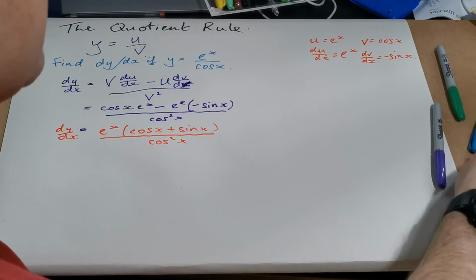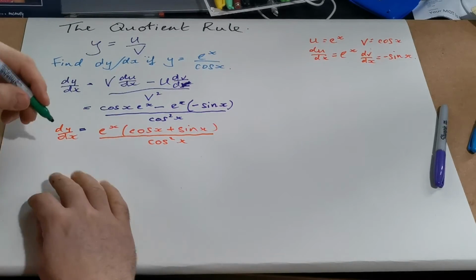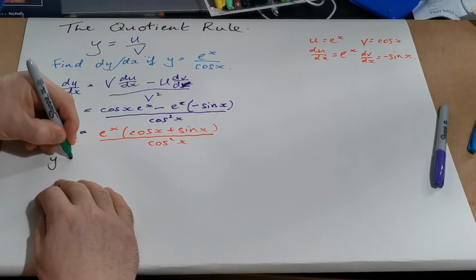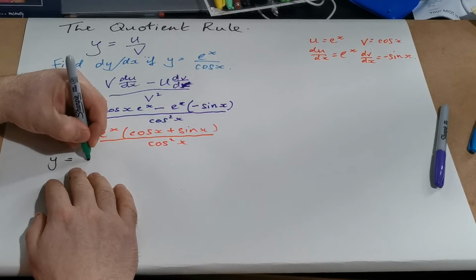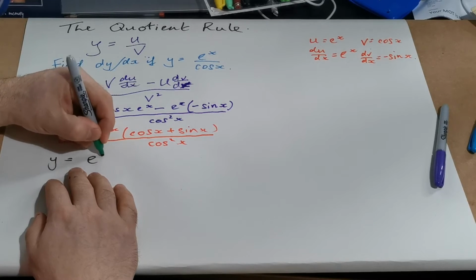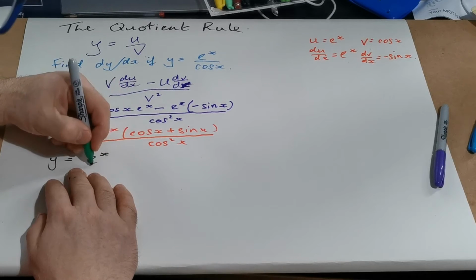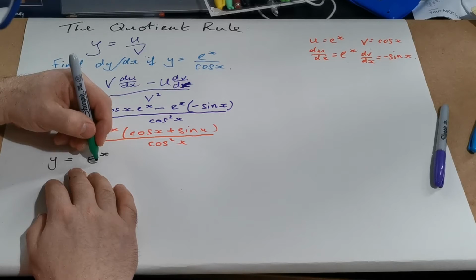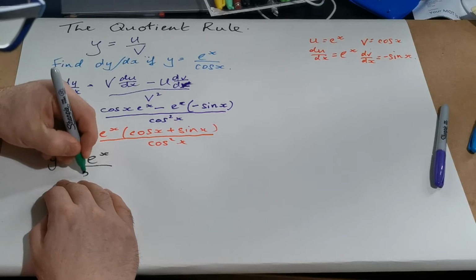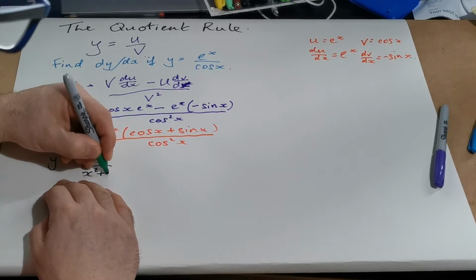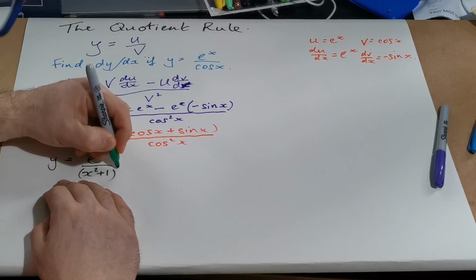So let's have a look at the second one. y is equal to e to the x over x squared plus 1 to the 4.